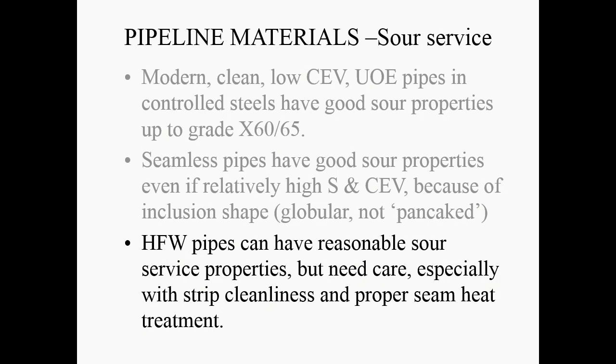And high-frequency welded pipes, again, you can have reasonably good properties, but you need to take care. And again, it's down to the original steel strip that's used for making the pipes. It needs to be clean. It needs to have good quality provision so that it's reliable. And you need to make sure you've got proper heat treatment of the seam weld once you've made it to ensure that it has good properties. What you don't want is the properties of the weld region to be very different from the properties of the rest of the pipe, because then you get a galvanic cell set up between them and you'll get corrosion generally in the weld area, and you want to avoid that if at all possible.